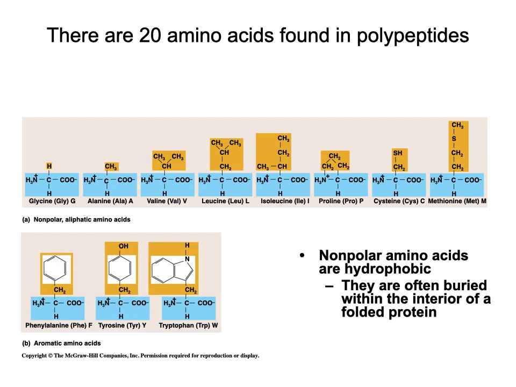If we look at the 20 amino acids on this slide, we're looking at the non-polar amino acids. So we want to keep in mind with our non-polar amino acids, these would be hydrophobic. So they would be scared of water. So these would try to be buried into the interior of the cell, or into the interior of the folded protein. In panel A, what we're looking at are the non-polar aliphatic amino acids.